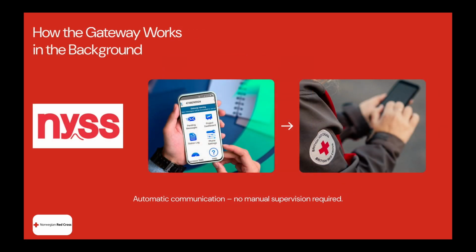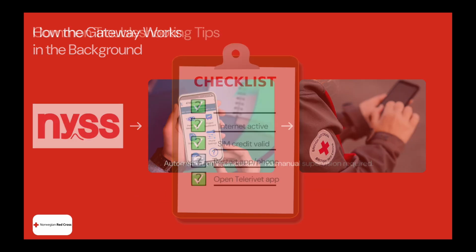Once everything is configured, the SMS gateway operates automatically. It is not linked to any supervisor or manager's personal phone. Instead, it functions as an independent communication channel, connecting the Nyss system to your users via SMS. There is no need for manual intervention. All messages are managed by the Nyss backend and sent automatically through the Telerivet gateway.